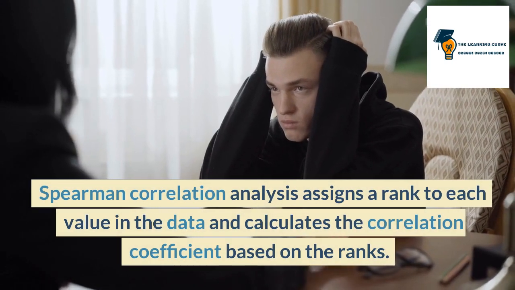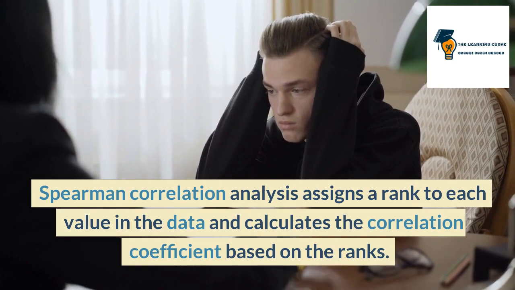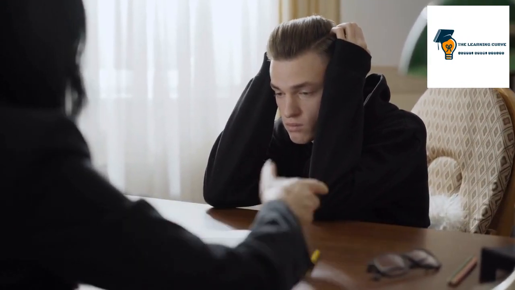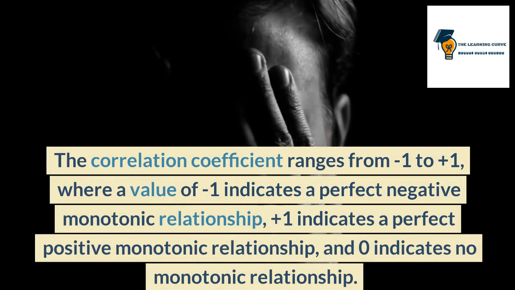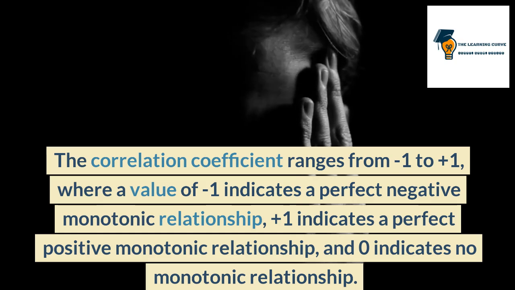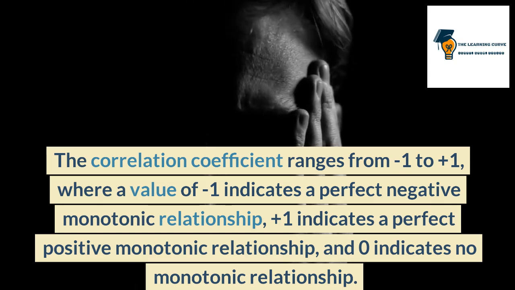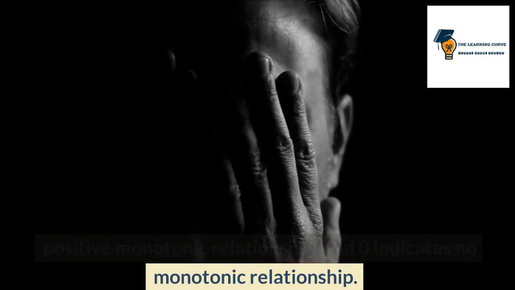Spearman correlation analysis assigns a rank to each value in the data and calculates the correlation coefficient based on the ranks. The correlation coefficient ranges from -1 to +1, where a value of -1 indicates a perfect negative monotonic relationship, +1 indicates a perfect positive monotonic relationship, and 0 indicates no monotonic relationship.